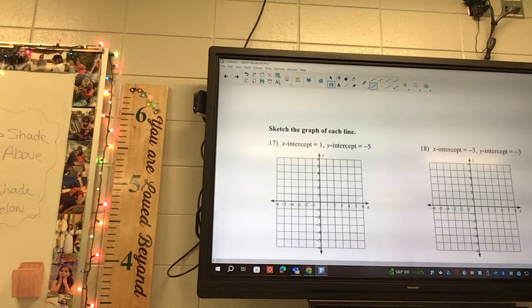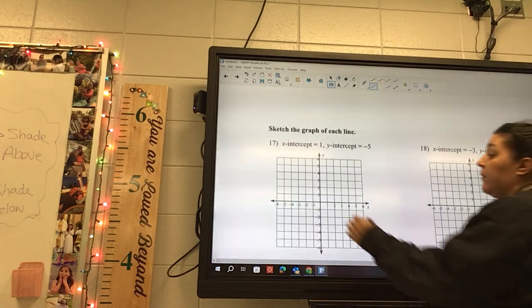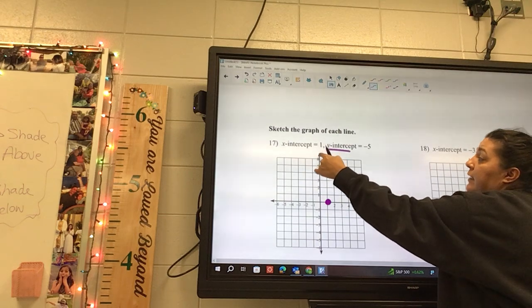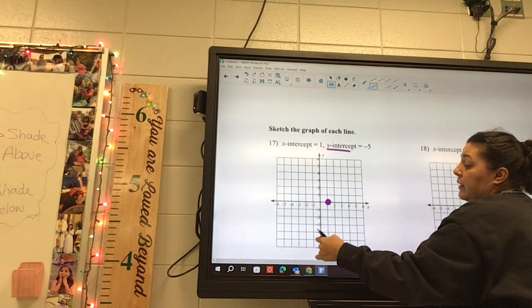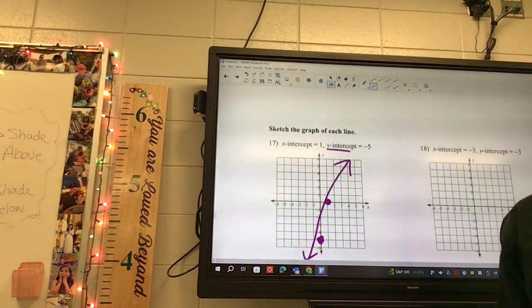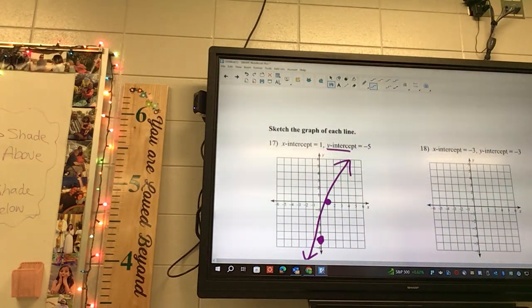Okay, 17, it says sketch the graph of the line. The x-intercept is where does it cross the x line? Okay, which is at 1. Okay, we go to the x line, and then we go to the y line, and it says find a negative 5. So that's at negative 5. And I missed my dots, but that's okay. And then you just connect them and make arrows on both sides.